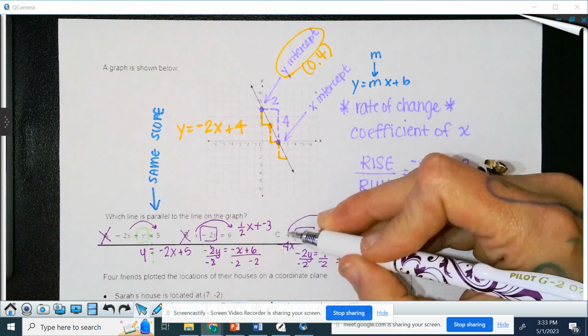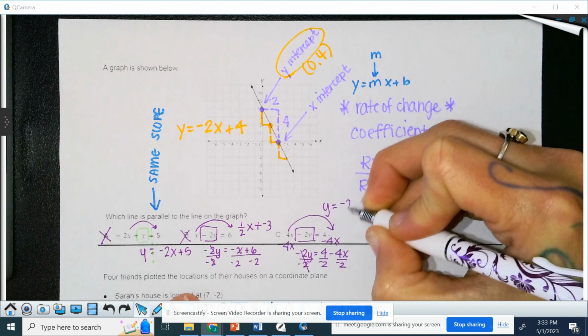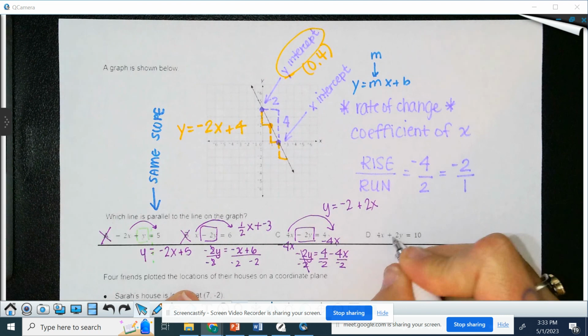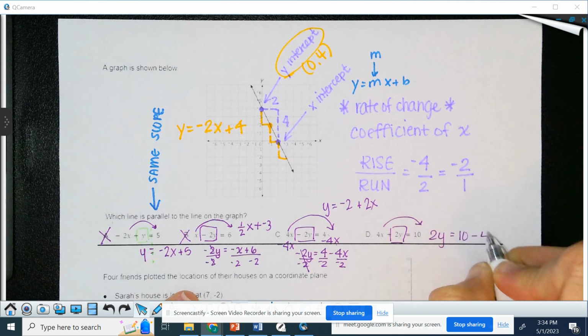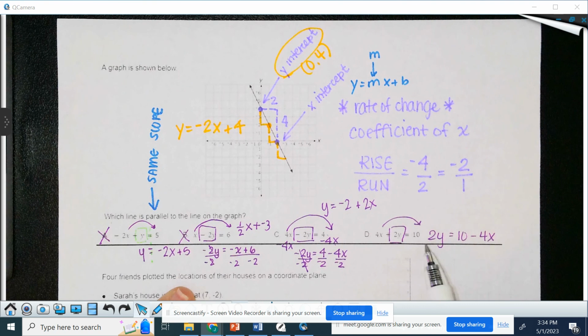So negative 4x moved over, divided by negative 2. We now have a positive y equals negative 2 plus 2x, because that negative 4 divided by a negative 2 gets a positive 2x. 2y, we're going to subtract 4x again. So 2y equals 10 minus 4x. What am I going to do here? Divide by, it's a positive 2y equals 10 minus 4x. We're going to divide by a positive 2.